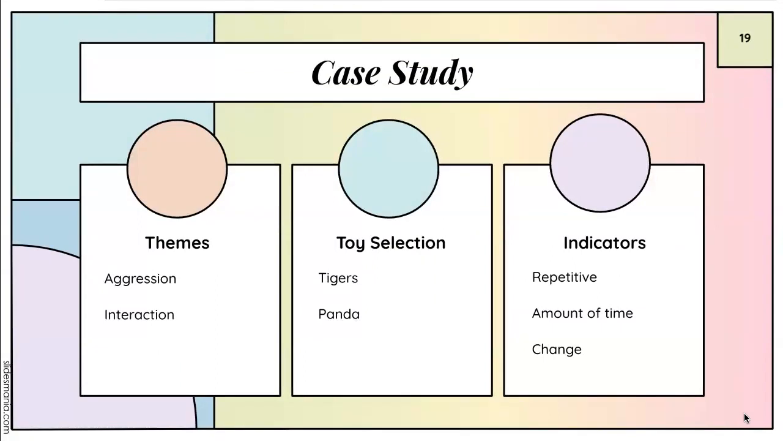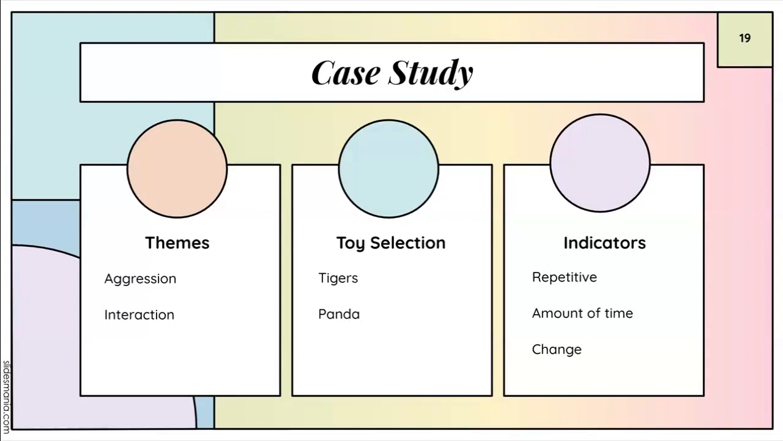Now that you've had a couple minutes to look through that case study, just going through the themes, the toy selection, and indicators for meaning that really stand out. There are a couple different themes that could apply in this situation. Identifying aggression as a repetitive pattern in the story tells us there's anger being expressed over and over, as well as sadness related to the aggression. And the interaction theme relates to the relationship between the characters, identifying that power differential within the relationship.